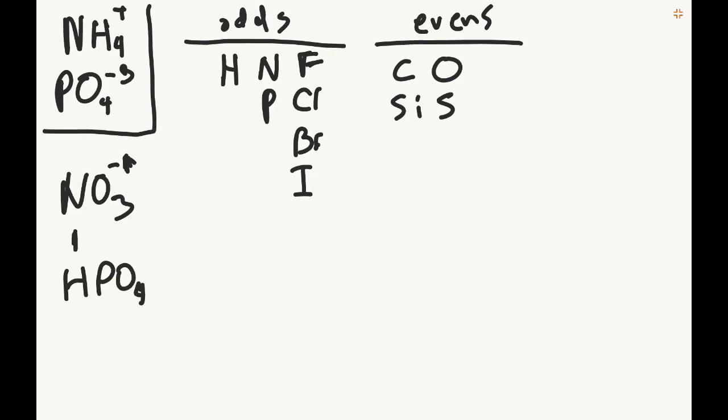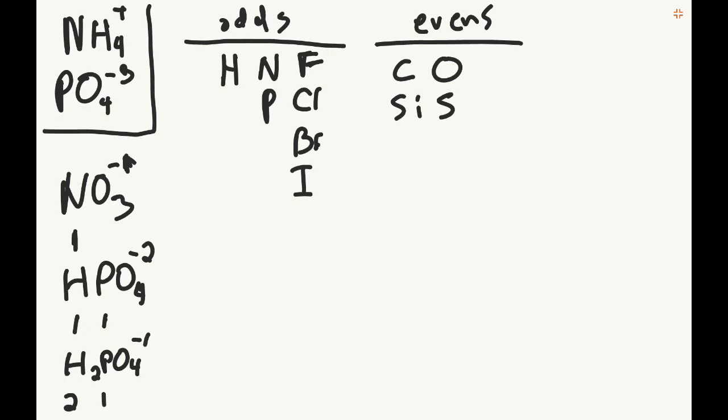HPO4. Okay, so what do we got? Well, we got one hydrogen, that's an odd. We got one phosphorus, that's another odd, and that's all. So we have two odds. That means we have an even number of odds. That means that we are even. So this is sure enough -2. All right. How about H2PO4? Well, you got two hydrogens, one phosphorus. Those are all odds. So we got three odds. That's an odd number of odds. So we're back to -1.